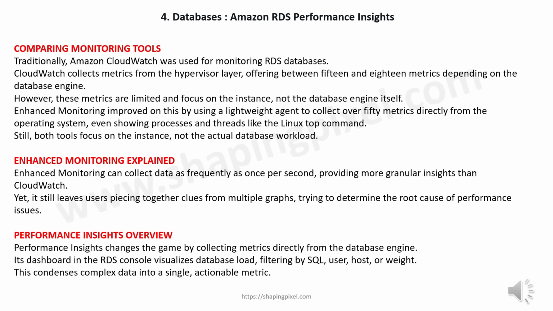Amazon RDS Performance Insights is a feature designed to help users understand what is happening inside their databases, no matter their level of database management experience. Traditionally, Amazon CloudWatch was used for monitoring RDS databases. CloudWatch collects metrics from the hypervisor layer, offering between 15 and 18 metrics depending on the database engine.